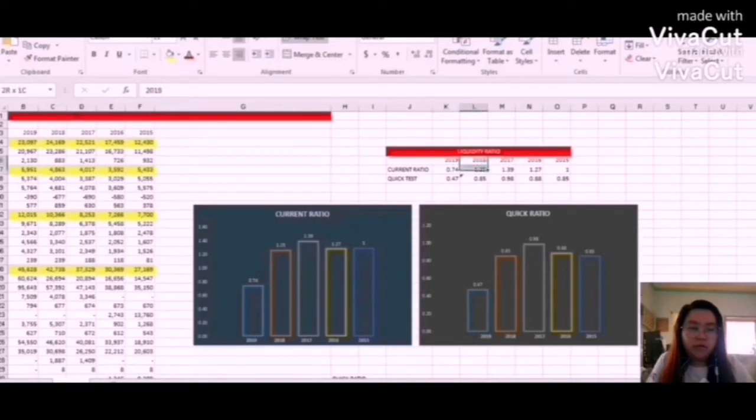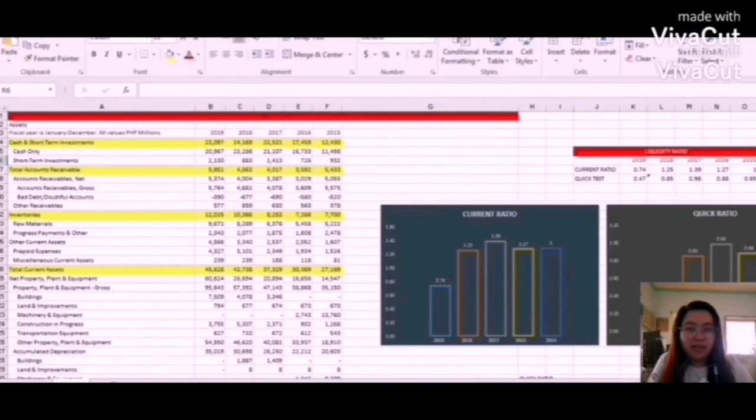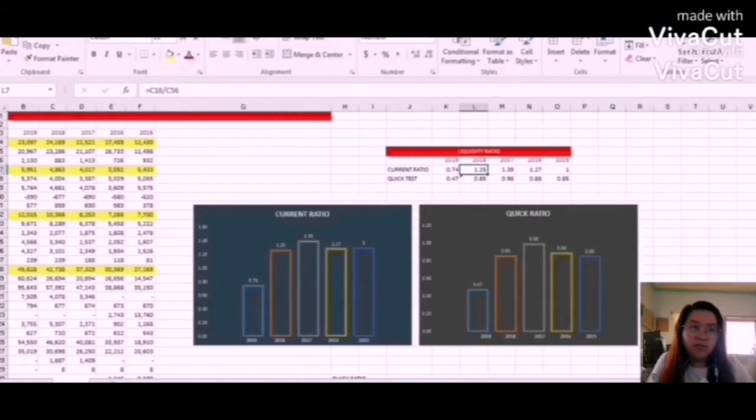To know the current ratio for the previous years, we should do the same thing, and here are the answers. Notice its ratio or its liquidity from years 2015 to 2017 increased, but it started to decrease from years 2018 and 2019. We can see in the graph that there is a decline from 2017 to 2018, but JFC can still pay its obligation because its ratio on year 2017 is 1.39 and the ratio for 2018 is 1.25.